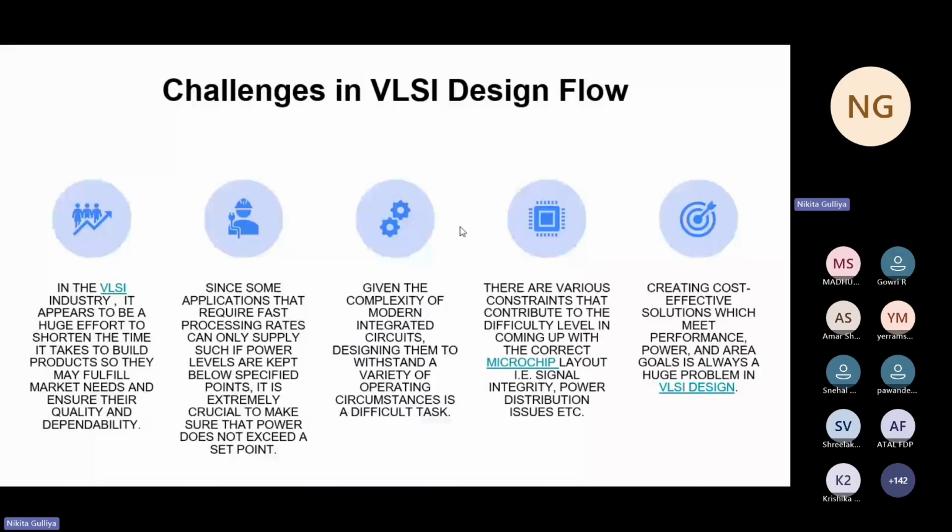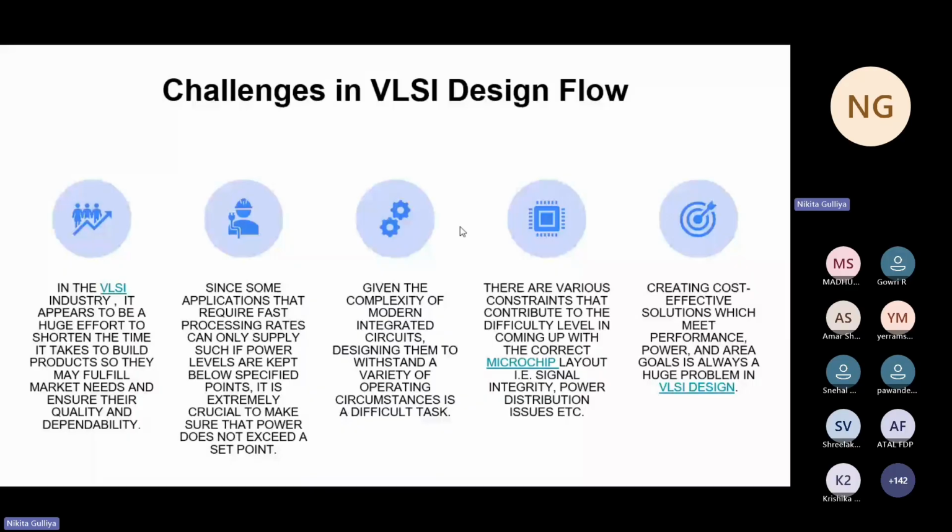Another challenge is power consumption. Many modern applications require high performance, but power budgets are very tight. Designers must ensure that power does not exceed specified limits, especially for mobile and battery operated devices.